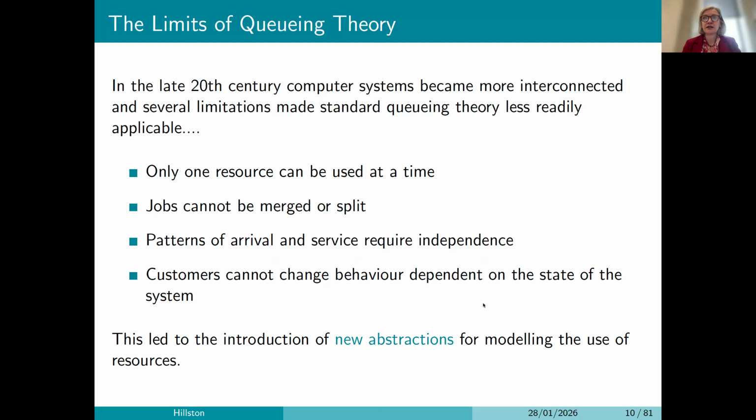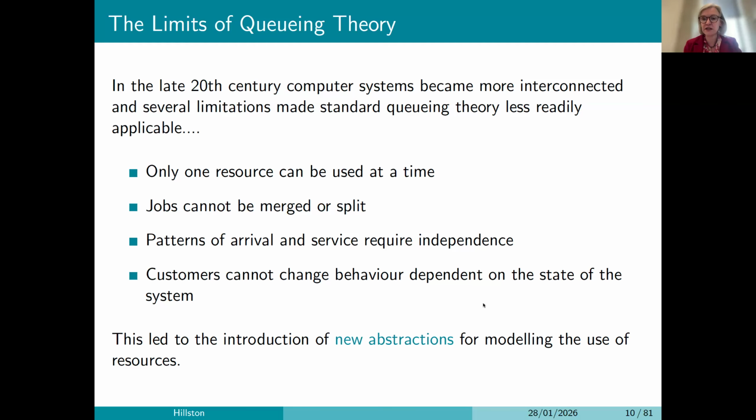So in standard queuing theory, we have that very sequential view that a job flows between different subsystems, and this may not be the case. It's perfectly normal for us to perhaps be using multiple resources at once across the system. Jobs may spawn other jobs and then be merged together, but in classic queuing theory at least, it's not straightforward for jobs to be merged or to split. Patterns of arrival and service are made on an assumption of independence, and that's often not the case, and customers cannot change their behaviour dependent on the state of the system. So all of this meant that we needed new ways of representing these systems.